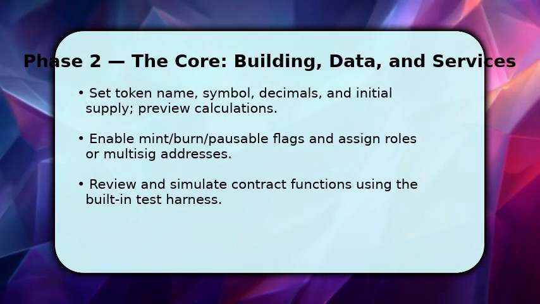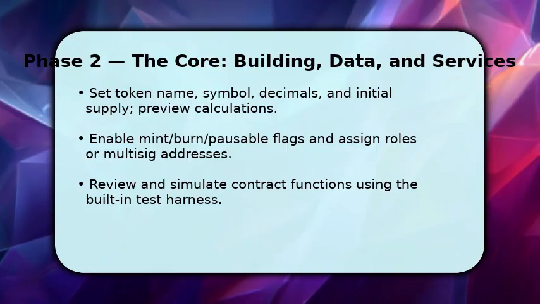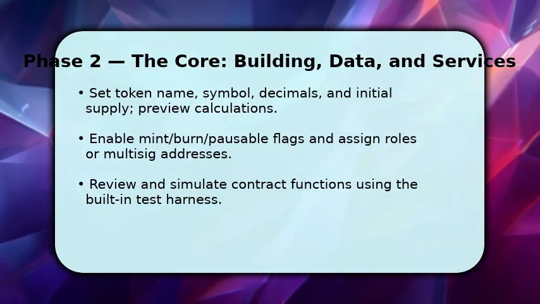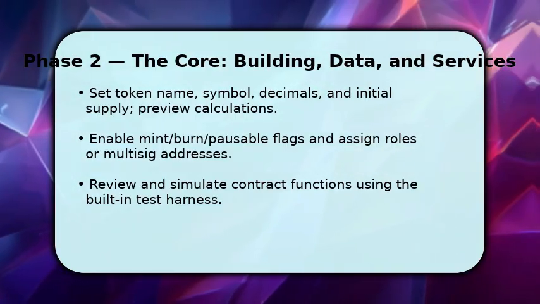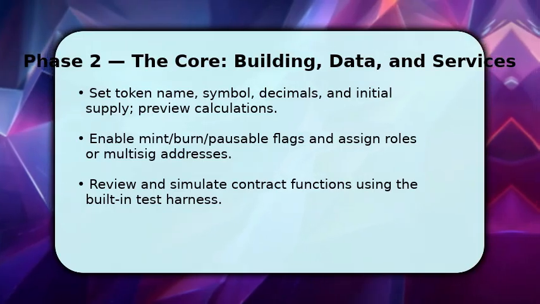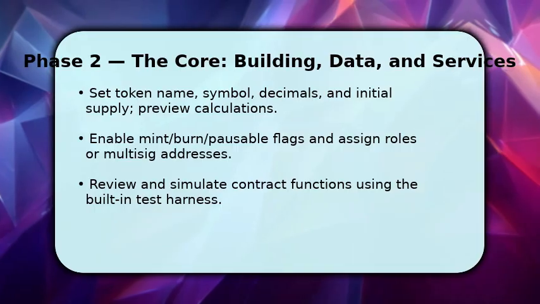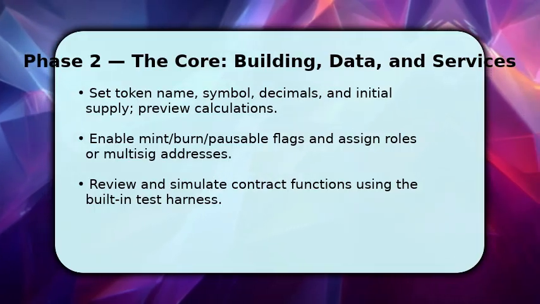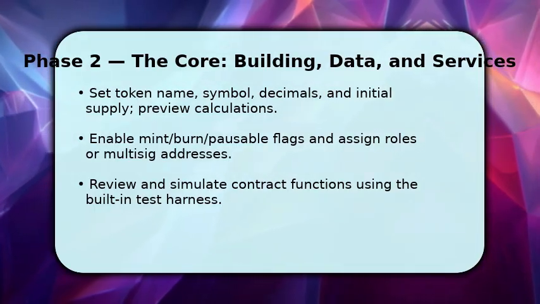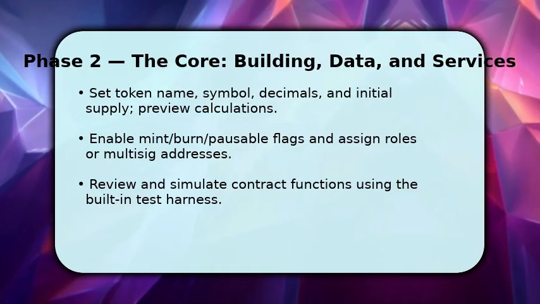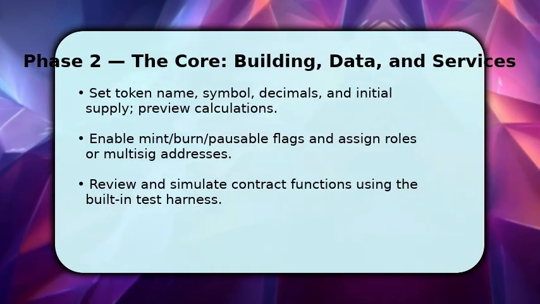You now configure the token parameters and governance policies. This is the complex core. First, enter name, symbol, decimals, and initial supply, then preview math so supply and balances are correct. Next, toggle mint, burn, and pausable features and assign admin or multi-sig addresses for sensitive roles because permissioning reduces risk.